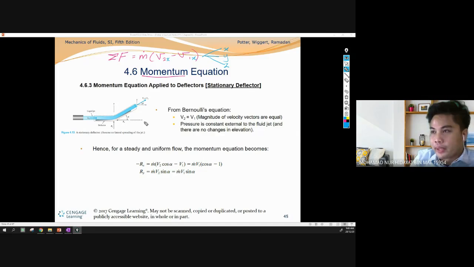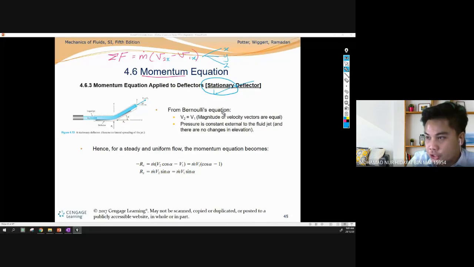So from here, this momentum equation applies to the stationary deflector. So what is a deflector? This is a deflector that deflects the fluid from entering to the exit of the deflector. This deflector is held by reaction force. That's why we call it a stationary deflector, because we have the reaction forces Ry and Rx.